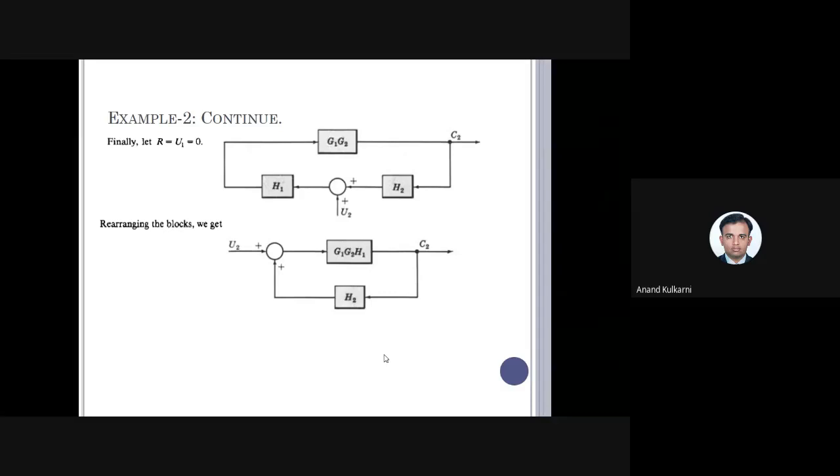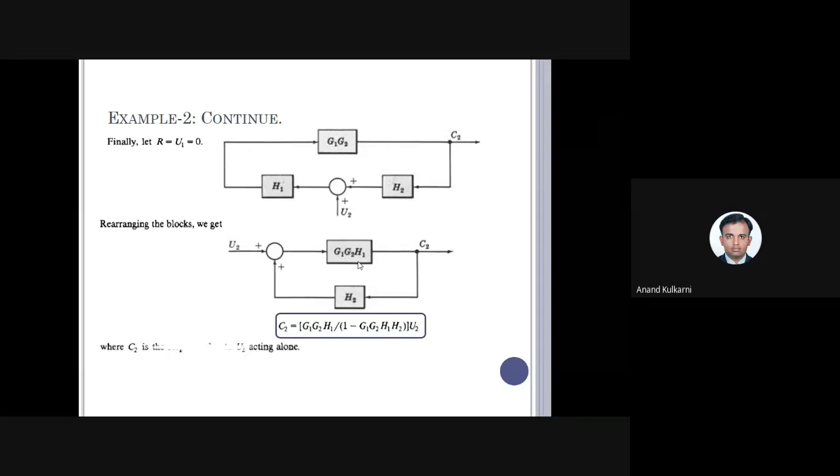Again, it is a feedback. So G1, G2, and H1 are in cascade, and this is like a feedback signal. If we slightly rearrange, here we are going to get G1 G2 H1 divided by 1 minus G1 G2 H1 H2, in terms of U2.